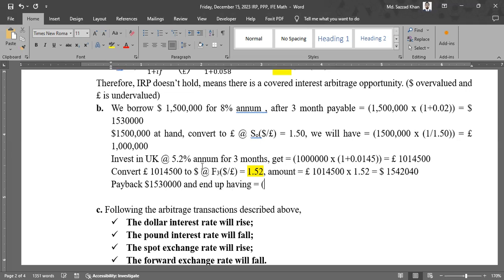And end up having 1,542,040 minus 1,530,000. Okay, so what will be the amount? 2,040 minus 1,530,000, which is 12,040, isn't it? Okay, so this much money is my profit.